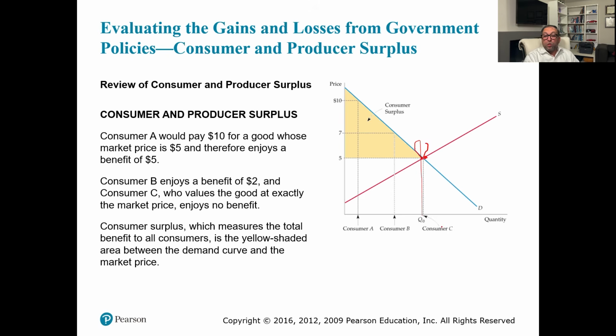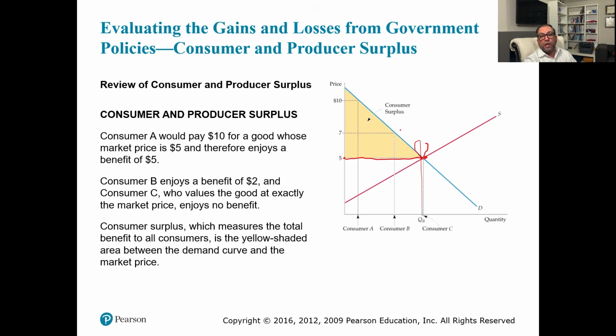We want to find out the consumer surplus at this price. As we all know, consumer surplus is the difference between the consumer's willingness to pay and the price. Geometrically, we can calculate the consumer surplus as all the area below the demand curve and above the price line. The price line is this. So we can see that this yellow shaded area is the consumer surplus.